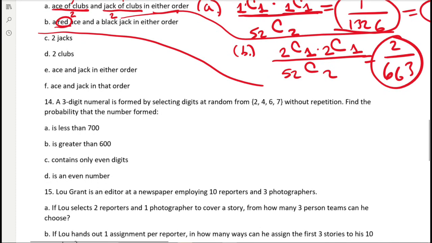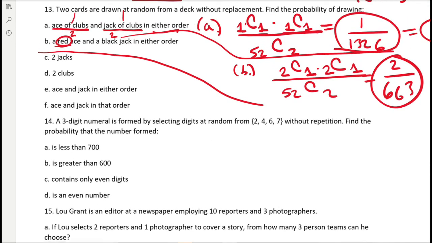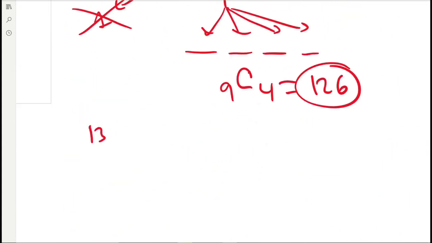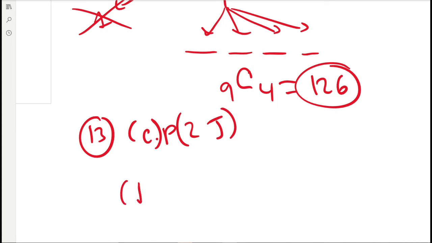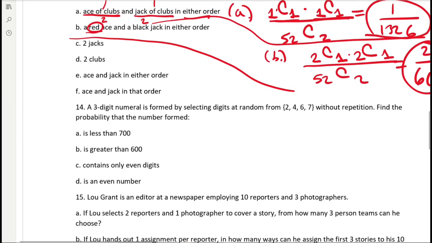All right, so for part C, we want two jacks, and then part D is two clubs. So let's do number 13 over here. So the probability of two jacks, and then part D, the probability of two clubs. I believe that's what it said. Let's double check. Two clubs, okay.